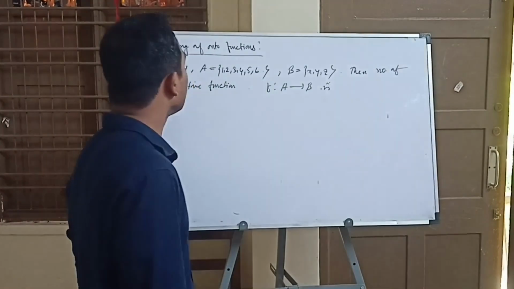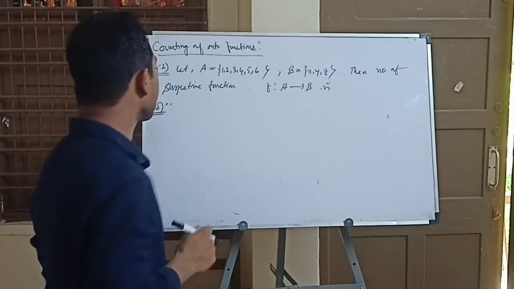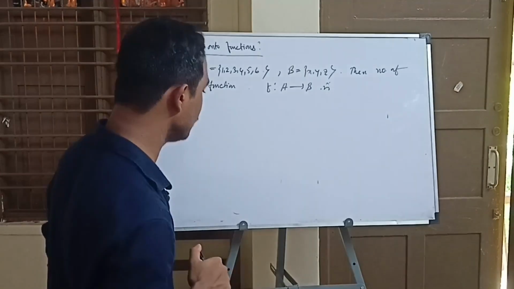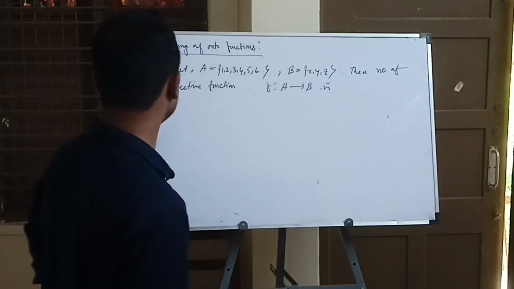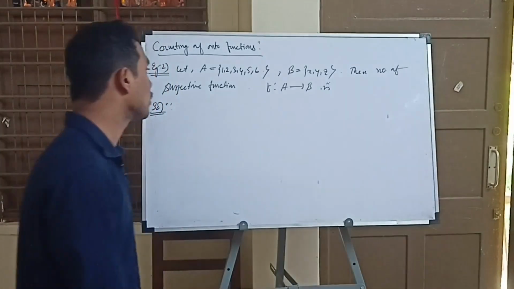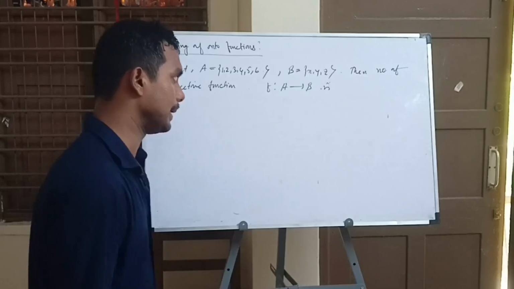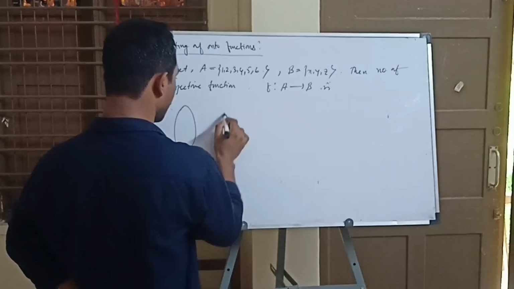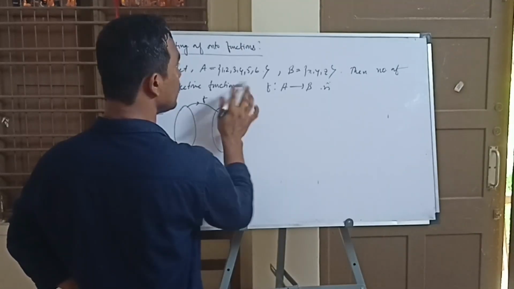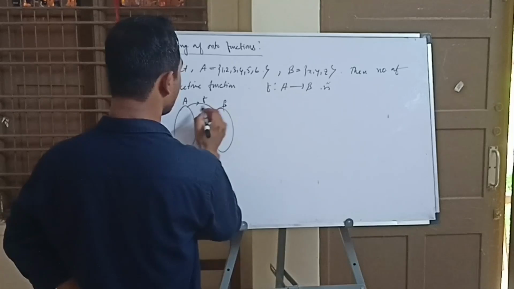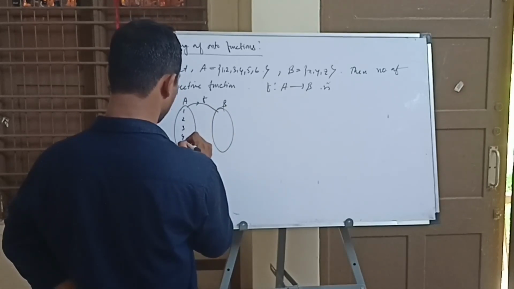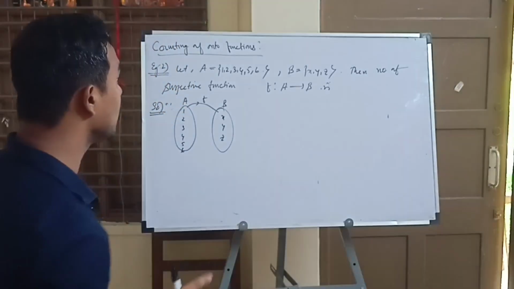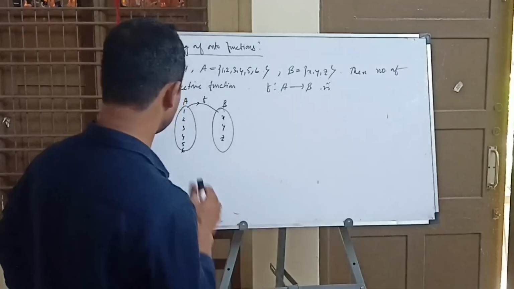Let A be a set having 6 elements 1, 2, 3, 4, 5, 6, and B is a set having 3 elements x, y, z. We have to find the number of surjective functions from A to B. Okay. How can you find that? Let me draw a pictorial diagram here so that we can easily understand the problem. Here 1, 2, 3, 4, 5, 6 and x, y, z. We have to find the number of onto functions. That means what?